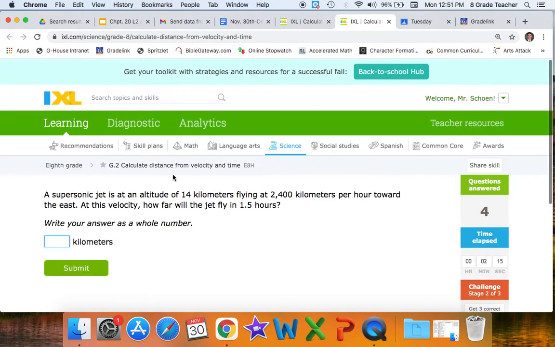Stage 2. A supersonic jet is at an altitude of 14 kilometers flying at 2,400 kilometers per hour toward the east. At this velocity, how far will the jet fly in 1.5 hours?